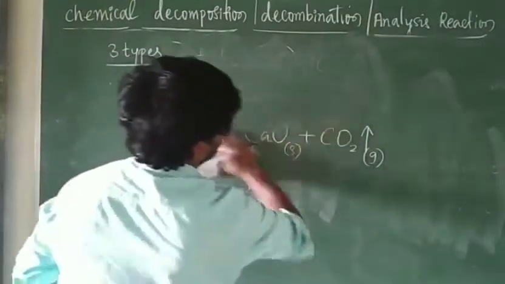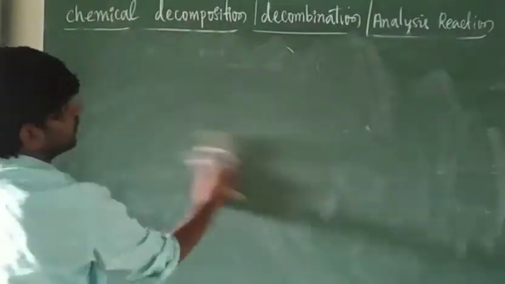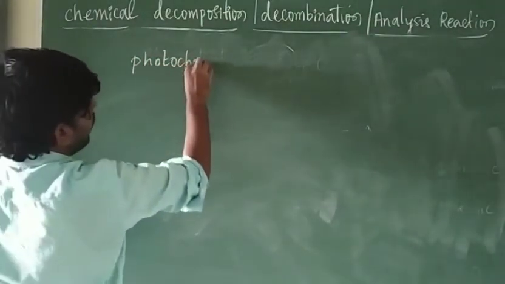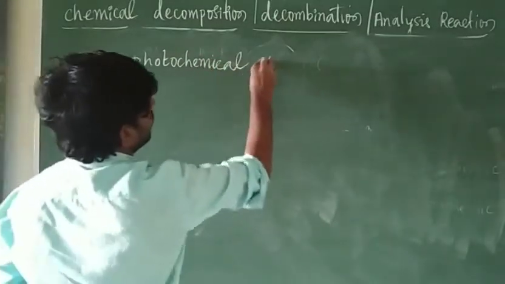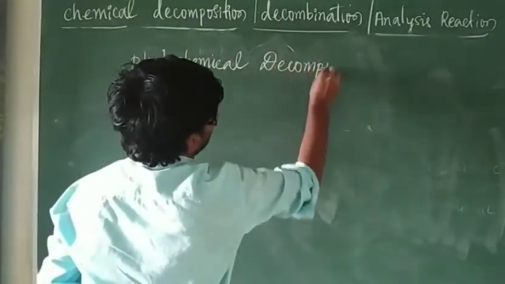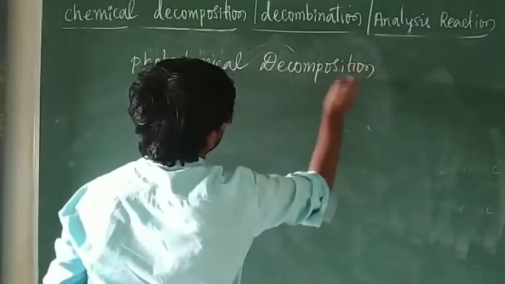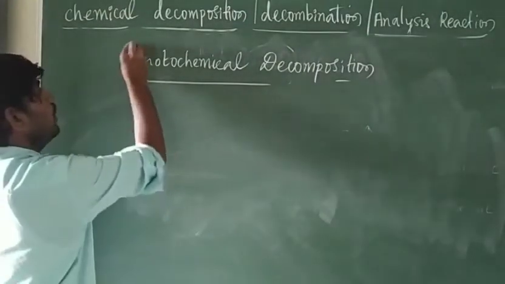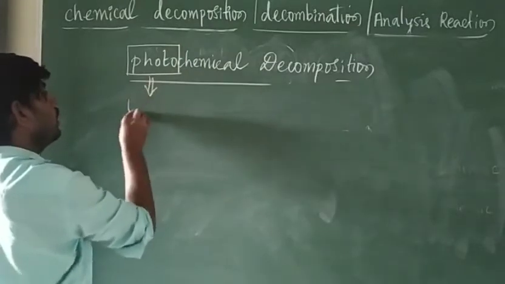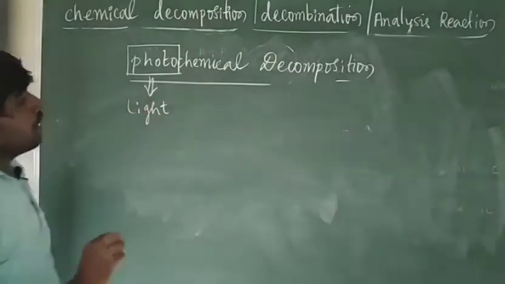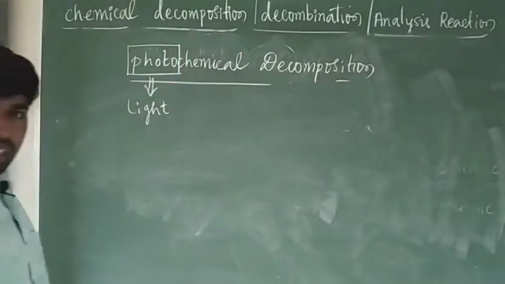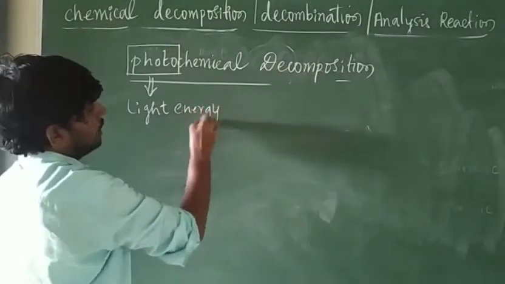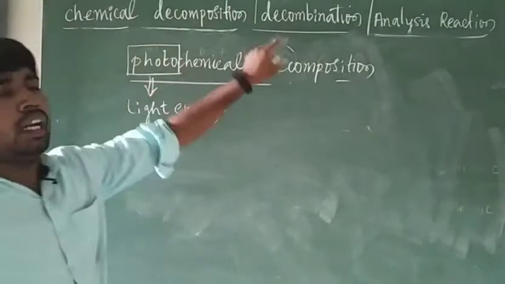Next, the second type we are going to discuss is photochemical decomposition. Here photo means light energy. If a chemical decomposition reaction occurs by absorption of light energy, then it is called photochemical decomposition.